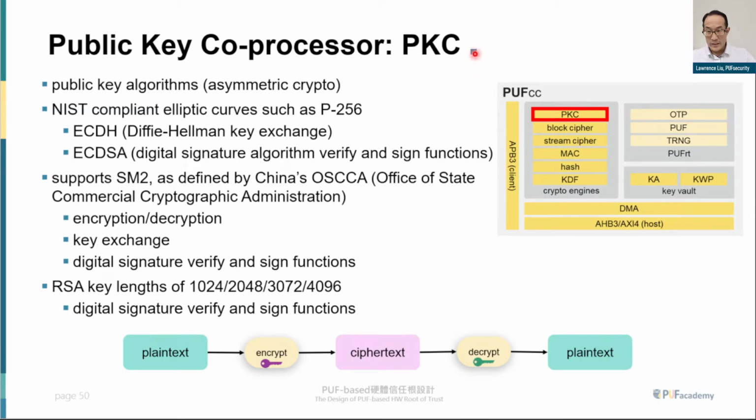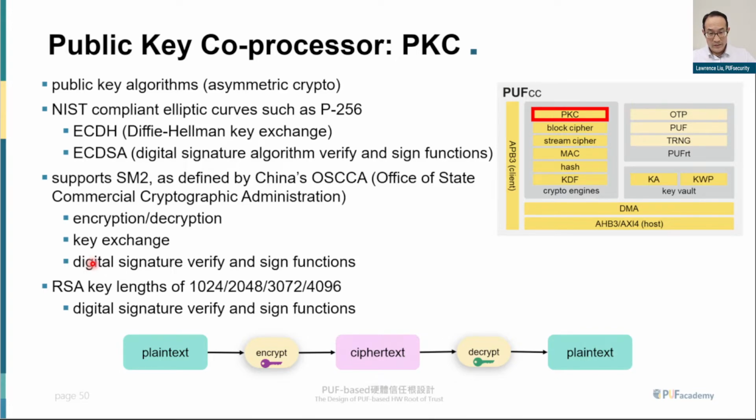Starting with the PKC, which stands for Public Key Coprocessor. There are three different types of asymmetric cryptography available. So we have elliptic curve functions such as ECDH or ECDSA. We have SM2, which is defined by China's OSCCA organization with encryption, decryption, key exchange, and digital signature sign and verify. And finally, we have the classic RSA, which has key lengths of 1K, 2K, 3072, and also 4K bits, which support digital signature and verify.